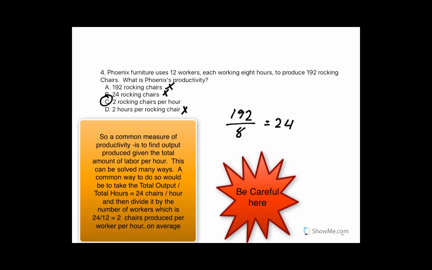the time unit that we care about now is hours, right? So we already found out that 192 over 8 gives you 24 rocking chairs per hour, and then our inputs are workers, right? So if in a particular hour 12 workers produce 24 rocking chairs, then the productivity of each worker is 2 rocking chairs per hour, right? So in this particular economy, Phoenix, 1 worker can produce 2 rocking chairs per hour.